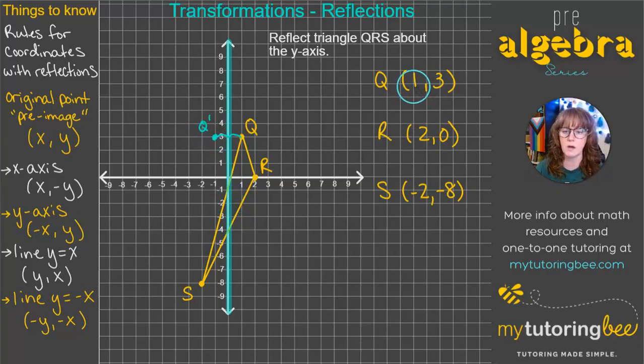And we can still confirm that with our coordinates. When we are reflecting over the y-axis, our x value is going to switch signs, but the y is going to stay the same.